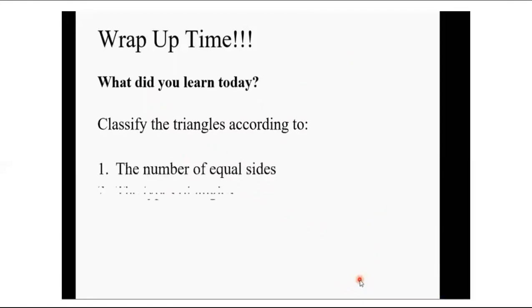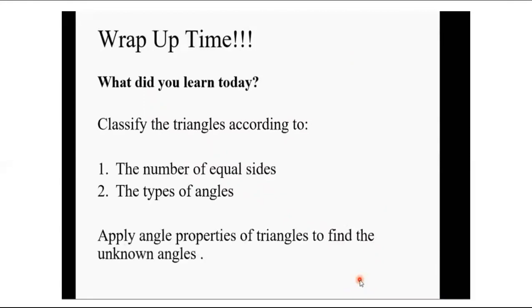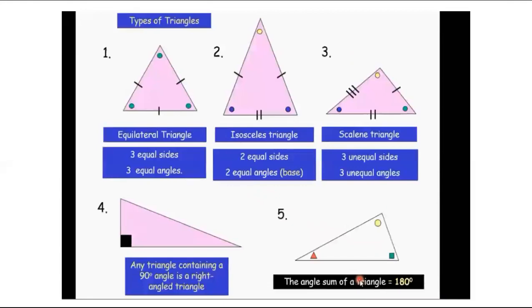So this is the wrap-up time. What did you learn today? To classify the triangles according to the number of equal sides, the types of angles, and we also apply the angle properties of triangles to find the unknown angles. We found the types of triangles were equilateral, isosceles, and scalene triangle. We also have found that any triangle containing a 90 degree angle is a right angle triangle, and the sum of the angles of the triangle is 180 degrees.